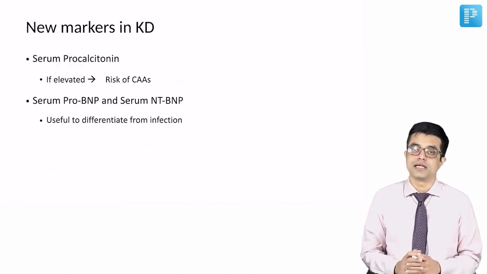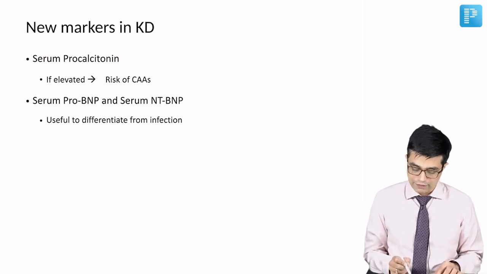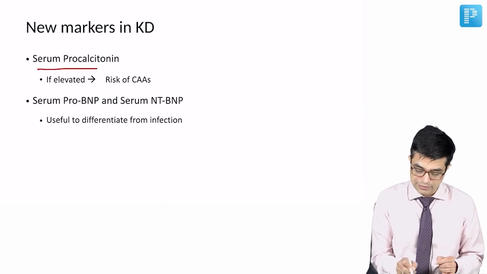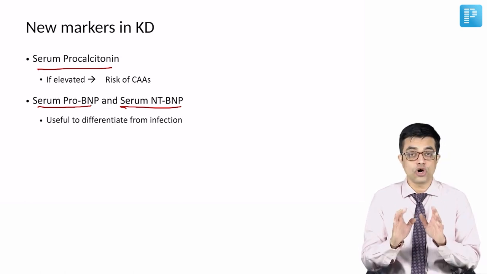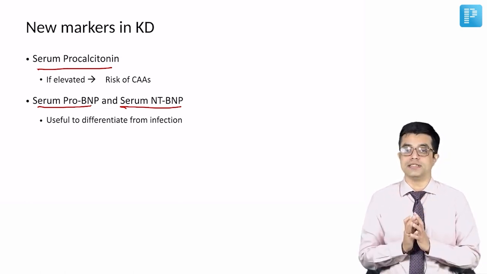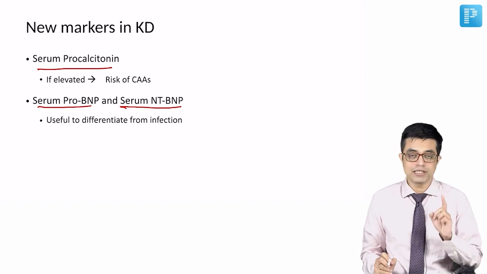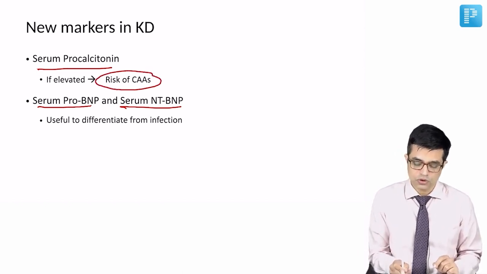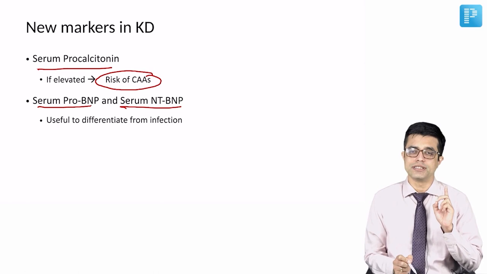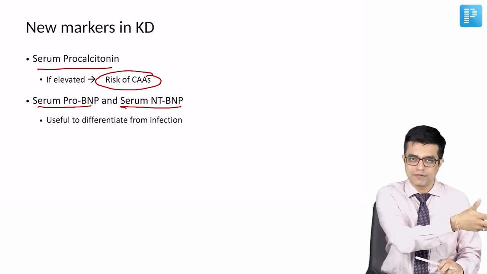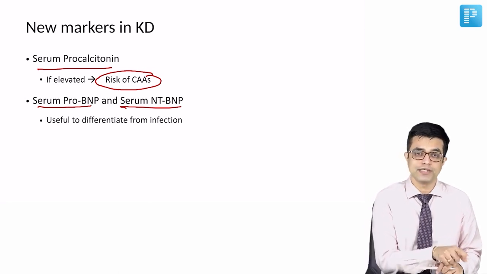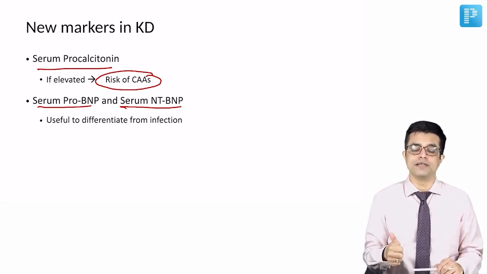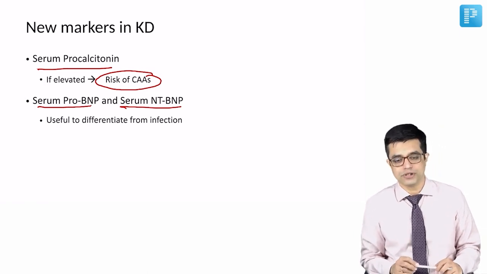What are the new markers in Kawasaki disease? The new markers in Kawasaki disease are 3: serum procalcitonin, serum proBNP, and serum N-terminal proBNP. Serum procalcitonin is normally normal in Kawasaki disease. It is not elevated. If it is found to be elevated, it is one of the prognostic markers saying the risk of complication is high. If there is a normal patient of Kawasaki disease, procalcitonin will not be elevated. If you find it to be elevated, it is a prognostic indicator for increased complication.